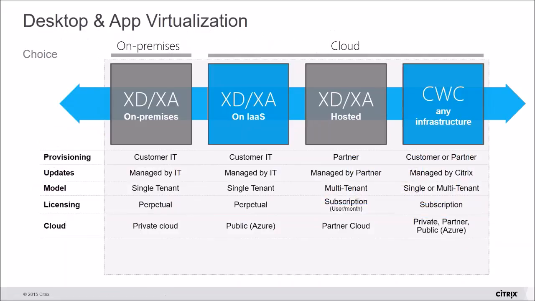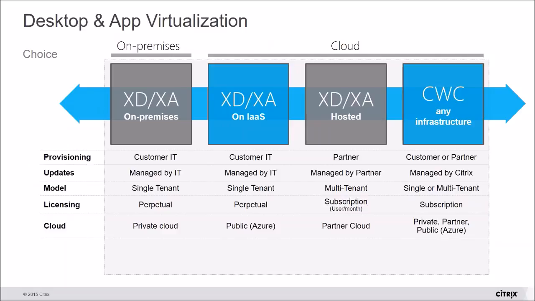Let's take a quick look at some of the licensing models that Citrix has available. Traditionally, if we move from left to right on this slide, the on-premise implementations use perpetual licensing. The customer managed the IT, and the updates were managed by IT as well. Typically single tenant scenarios, and very much a traditional private cloud type environment.